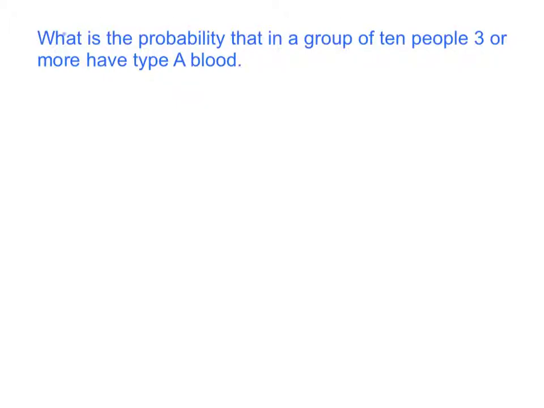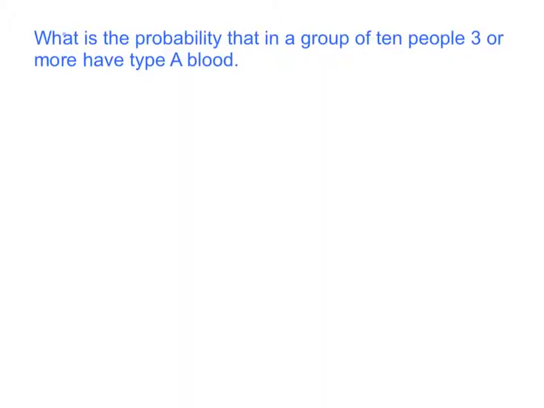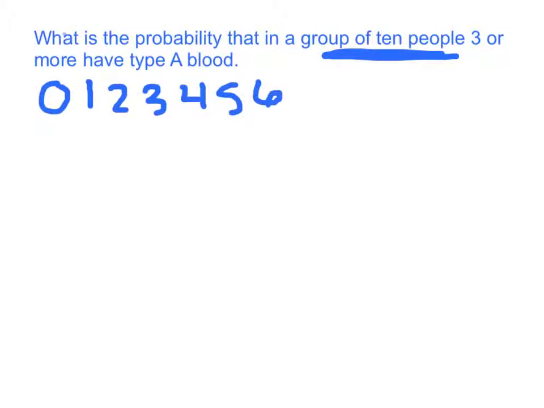So again, as soon as they give us a total, a group of 10 people in this case, that tells us we're dealing with a binomial probability. And you can think about this as 0, 1, 2, 3, 4, 5, 6, 7, 8, 9, 10 people having type A blood. So what's the probability in a group of 10, 3 or more have type A blood? That's this.